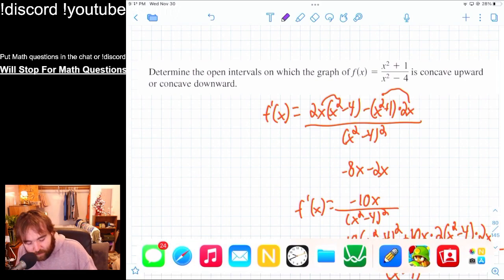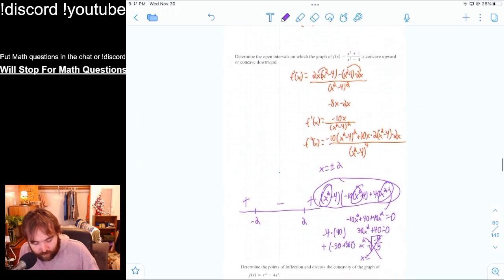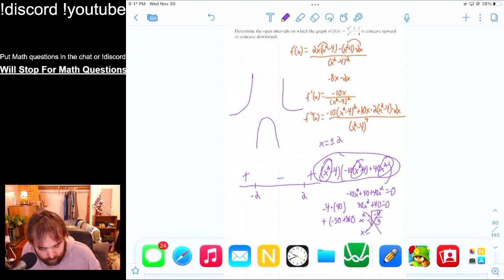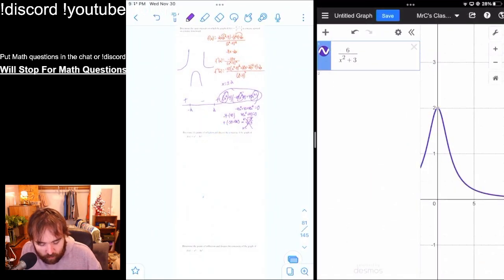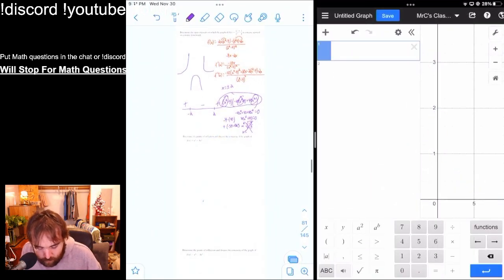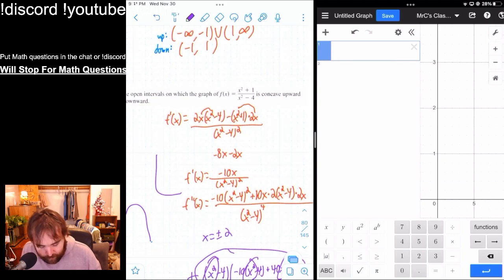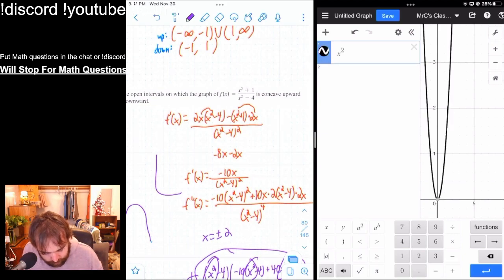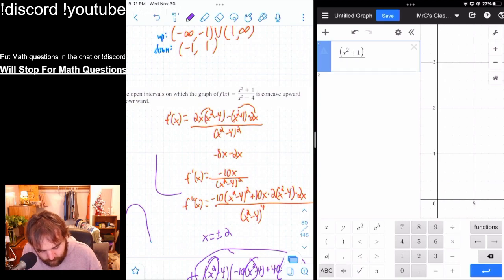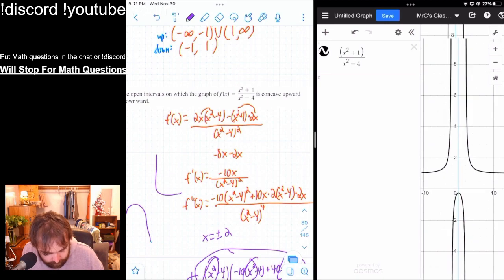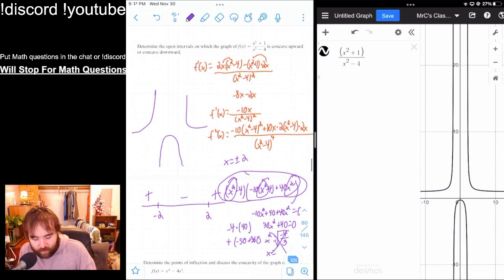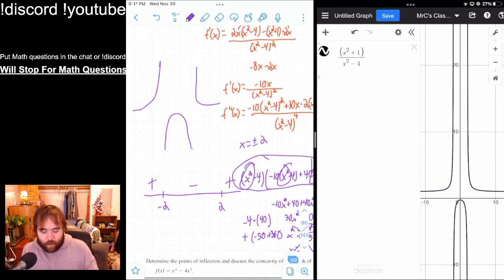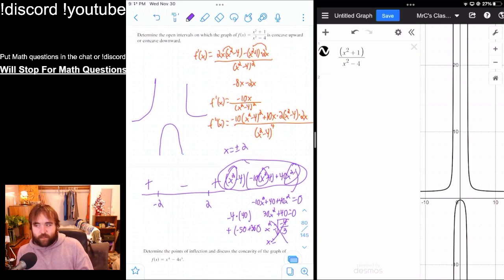I mean, really, it's just going to look something like that, because you've got your 2 vertical asymptotes, and you've got your horizontal asymptote at 1, because it's an x squared over x squared. So x squared plus 1 over x squared minus 4. Yep, exactly what I said. Concaving down in between negative 2 and 2, concaving up in the other places.